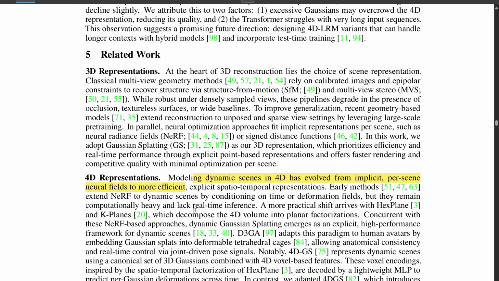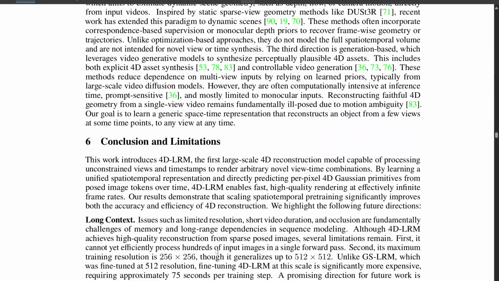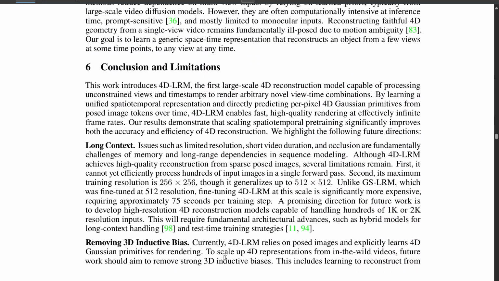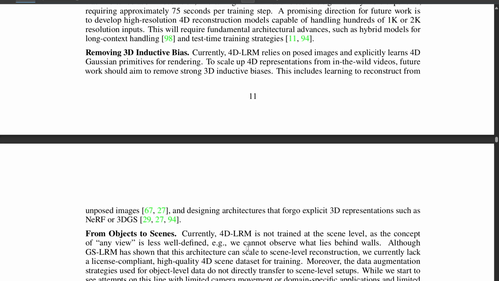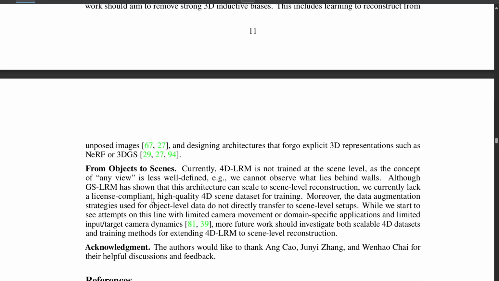Okay, so let's try to wrap this incredible deep dive up. What's the key takeaway contribution of 4D-LRM? I'd say the key contribution is being the first large-scale 4D reconstruction model that can really handle unconstrained views and timestamps. Right, to then let you render arbitrary novel view-time combinations. You give it sparse input, it gives you a full 4D output.